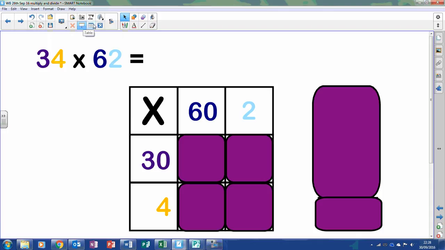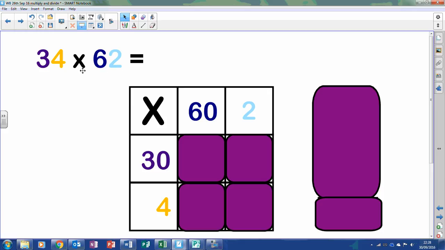Hi, this is a homework help video to help you with 2-digit by 2-digit multiplication using the grid method. So the first thing we've got to do is partition the numbers. So we're doing 34 times 62.